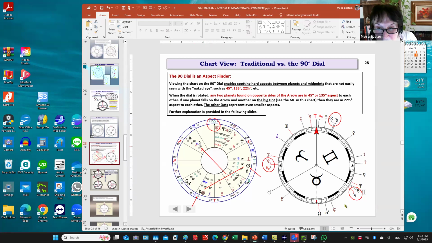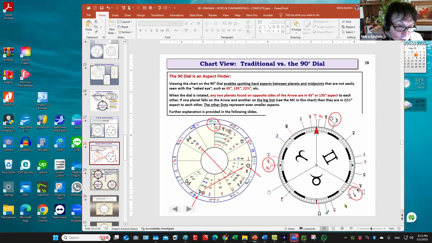The chart on the left has Jupiter opposite Saturn exact, 28 fixed and 29 fixed. So both of them are fixed, but one is in Scorpio, one is in Taurus. On the dial, they appear together. You see here? Because they're both in the fixed. So it's not a conjunction. Don't call it a conjunction.